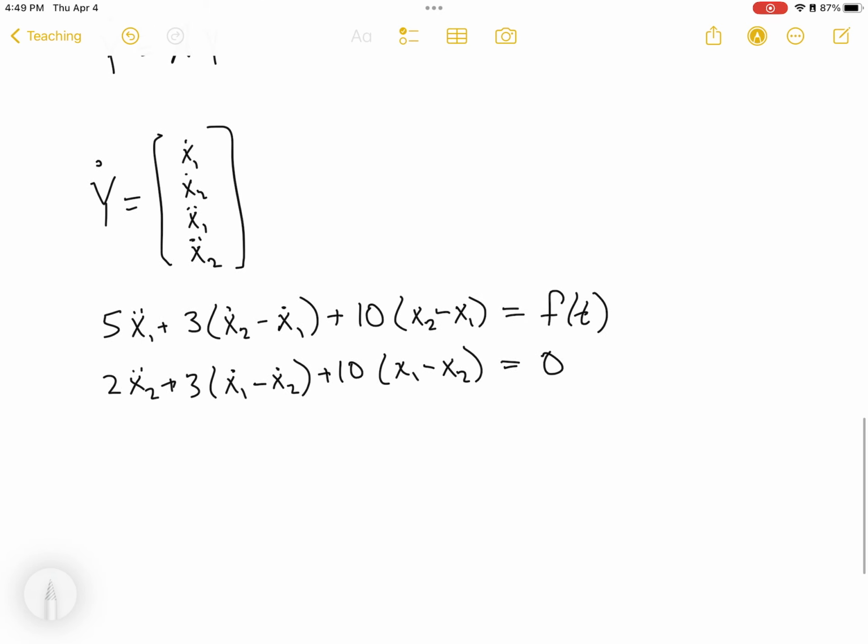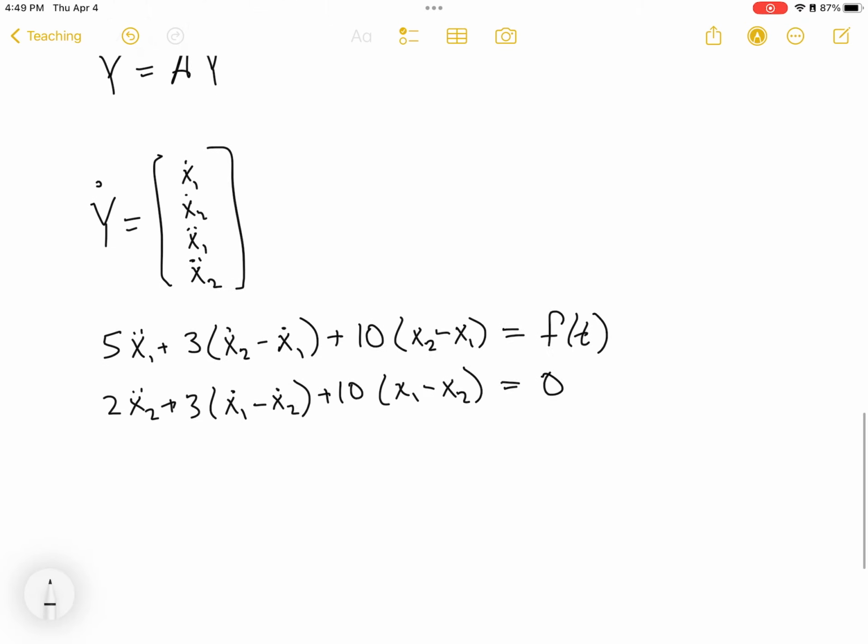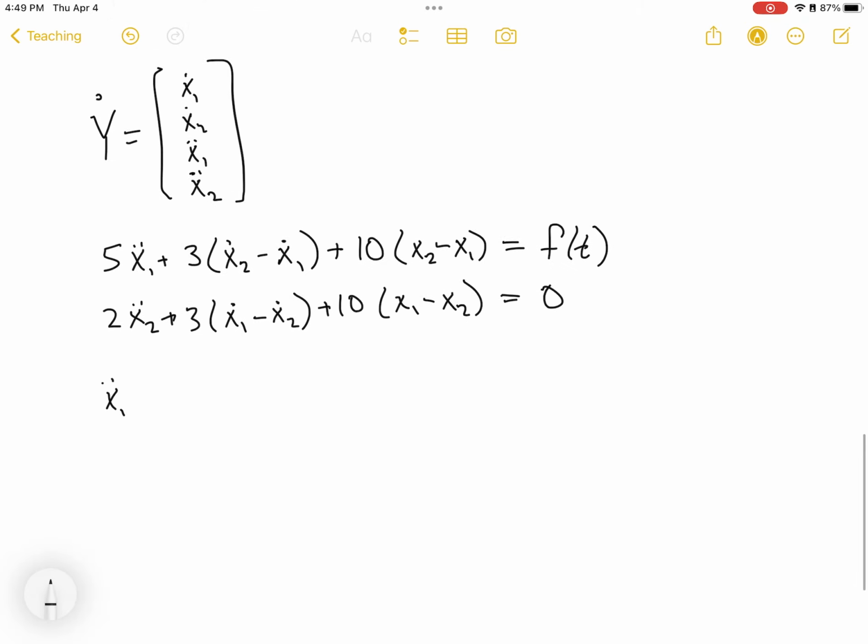And what I can do is just go ahead and isolate x1 double dot and x2 double dot. So x1 double dot is going to equal f of t minus 10 x2 plus 10 x1. I'm distributing the 10 into the x2 and the x1 right now. And then minus 3 x2 plus 3 x1. And the whole thing is divided by 5.